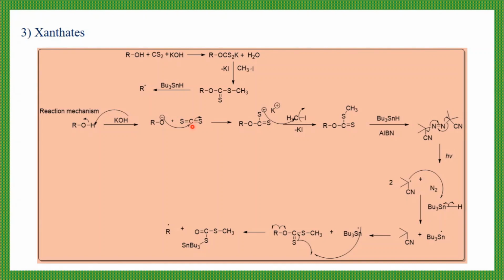This carbon is electrophilic or electropositive, and the reason behind this is this carbon is attached to two sulfur, and sulfur is more electronegative than carbon. So due to the greater electronegativity of sulfur, the carbon is electropositive or electrophilic. So there is a slightly delta positive charge on this carbon and a slightly delta negative charge on this sulfur. So this oxygen anion acts as a nucleophile, and this is the electrophile. So this nucleophile attacks this electrophile.